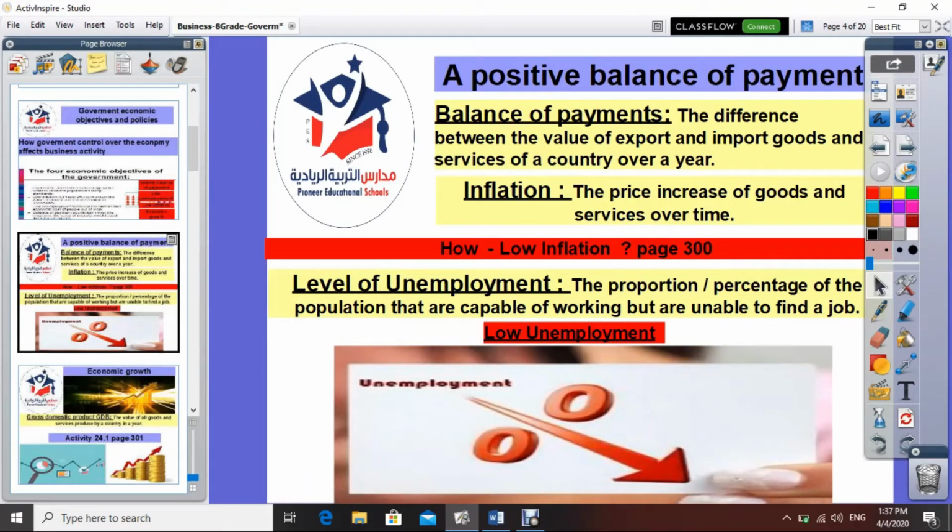If there are more imports than exports, then there is more foreign currency flowing out than coming into a country. This is known as a balance of payment deficit, which can cause a shortage of foreign exchange. This means the government of the country may have to borrow foreign currency from other countries at an expensive rate of interest. Okay, guys. The level of employment is very important here. We should keep it in our mind.